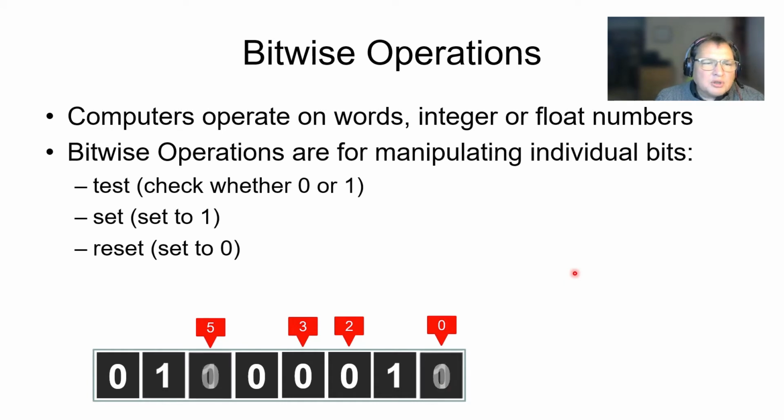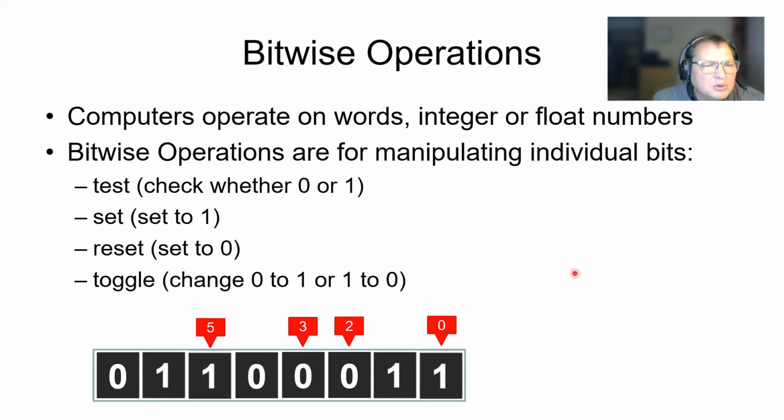And the final operation here is called toggle. Toggle will change zeros to 1s and 1s to 0. So bit number 5 will change from 1 to 0. Bit number 3 will change from 0 to 1. Bit number 2 will change from 0 to 1, and bit number 0 will change from 1 to 0.